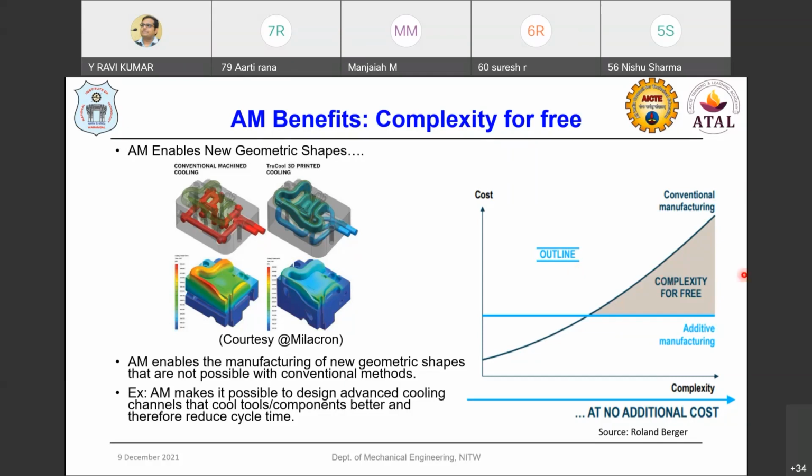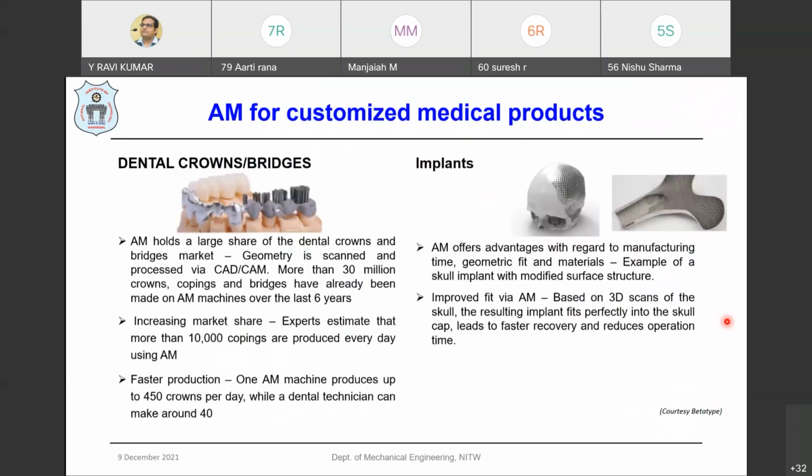That's why it is complexity-free for the manufacturing of any complex components with the AM process. That is the major advantage of metal additive manufacturing. You can see that even if the complexity is less, the cost will be the same. Even if the complexity is more, the cost is also stable. The cost is not going to vary with additive manufacturing. There is no additional cost added, even when the complexity changes from simple to highly complex. That is a major benefit of the metal additive manufacturing process.